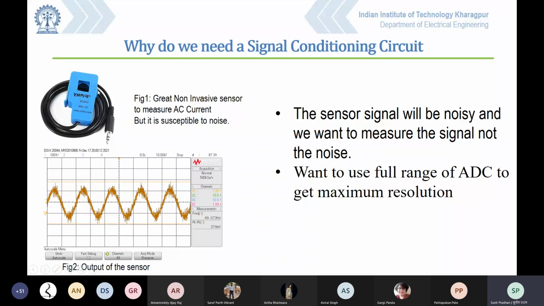So this is my current sensor. It is a very good non-invasive current sensor. If I directly check the output of this, what kind of output are we getting? You can see that this kind of output we are getting on a DSO. Here you can see a lot of noise. I don't want all this noise. I have to remove it.